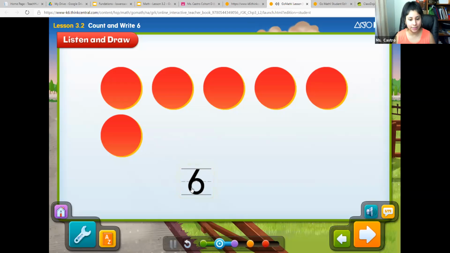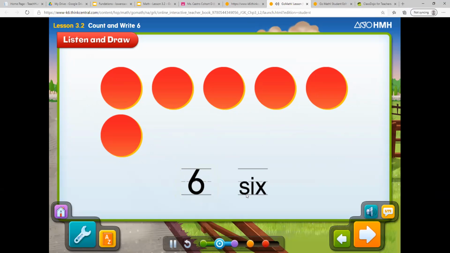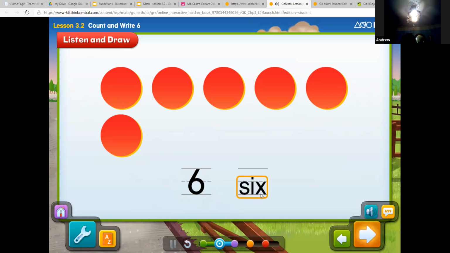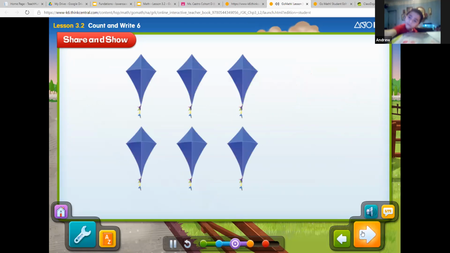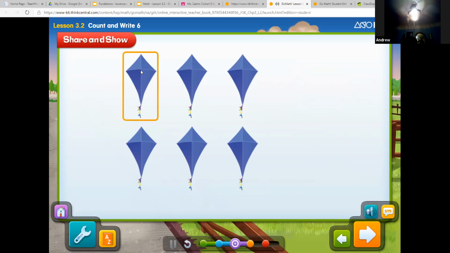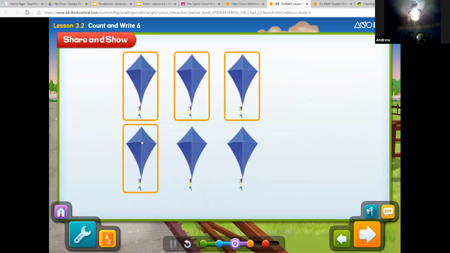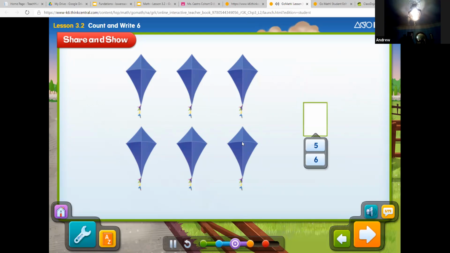So the number 6, this is how it looks as a number. And now they're going to show us how it looks as a word with letters. The word 6 is spelled S-I-X. 6. How many kites are there? Let's count. 1, 2, 3, 4, 5, 6. There are 6 kites. Select the number 6.